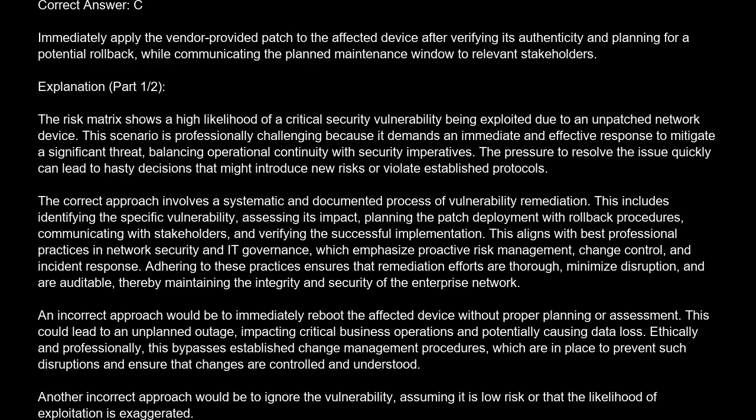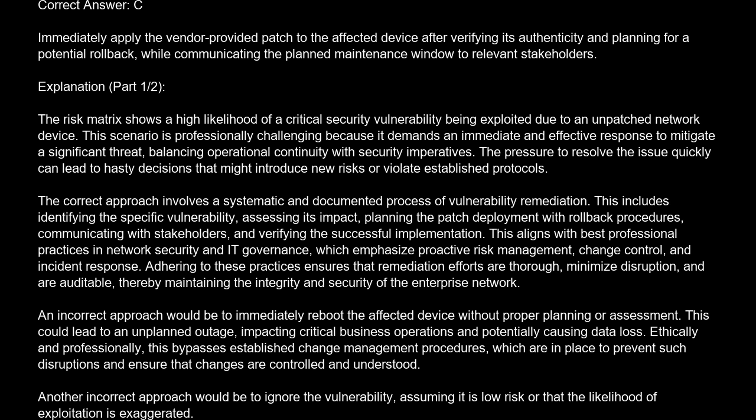Explanation. The risk matrix shows a high likelihood of a critical security vulnerability being exploited due to an unpatched network device. This scenario is professionally challenging because it demands an immediate and effective response to mitigate a significant threat, balancing operational continuity with security imperatives. The pressure to resolve the issue quickly can lead to hasty decisions that might introduce new risks or violate established protocols. The correct approach involves a systematic and documented process of vulnerability remediation. This includes identifying the specific vulnerability, assessing its impact, planning the patch deployment with rollback procedures, communicating with stakeholders, and verifying the successful implementation.